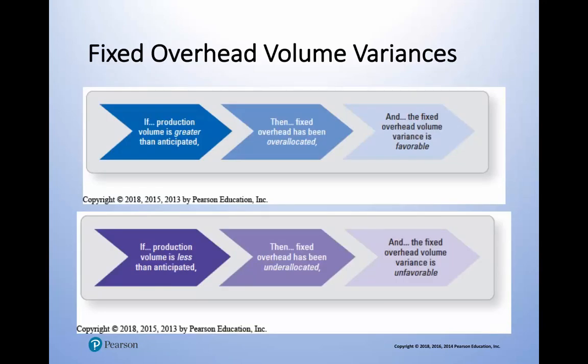So if production volume is greater than anticipated, then fixed overhead has been over allocated and the fixed overhead volume variance is favorable. If production volume is less than anticipated, then fixed overhead has been under allocated and the fixed overhead volume variance is unfavorable. So it's really related to we had this amount of overhead total and fixed, and then we use that based off of this anticipated level of production. So if we didn't produce as much as we thought or we produced more than we thought, we're now just spreading out this fixed overhead over more units or less units. So that's really the crux of what's going on here.